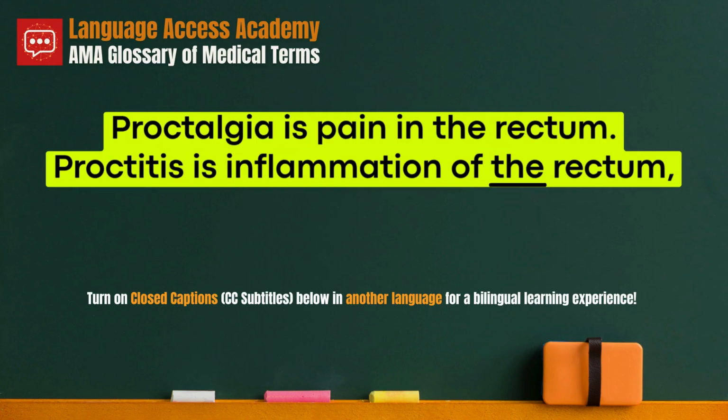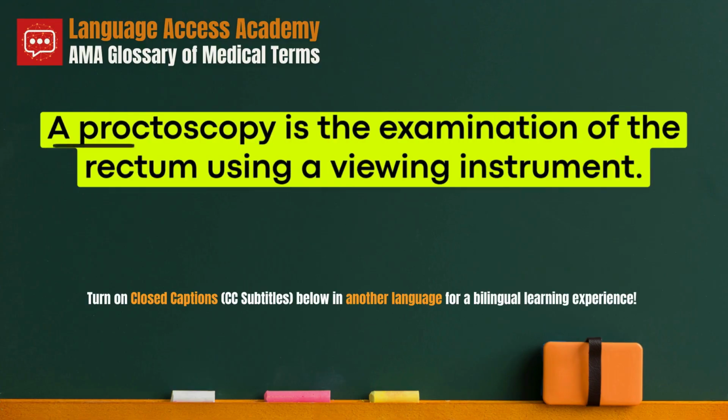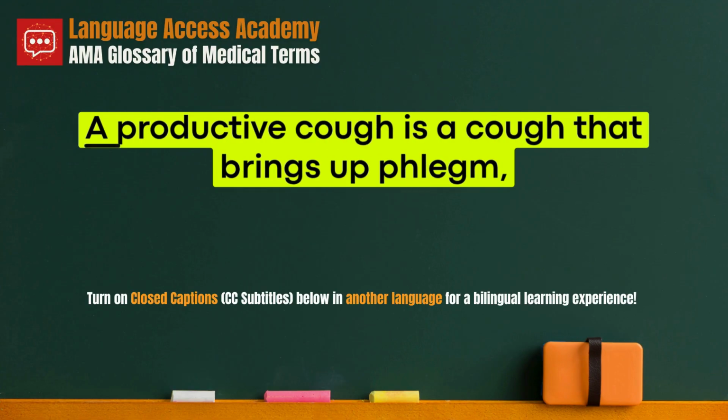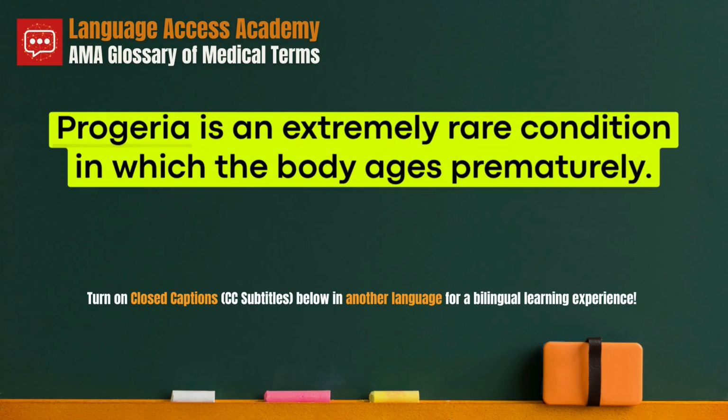Proctitis is inflammation of the rectum, causing soreness and sometimes mucus or pus in the stool. A proctoscopy is the examination of the rectum using a viewing instrument. A productive cough is a cough that brings up phlegm, which is the body's natural way of clearing blocked airways. Progeria is an extremely rare condition in which the body ages prematurely.